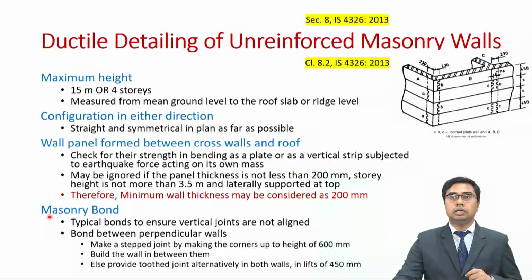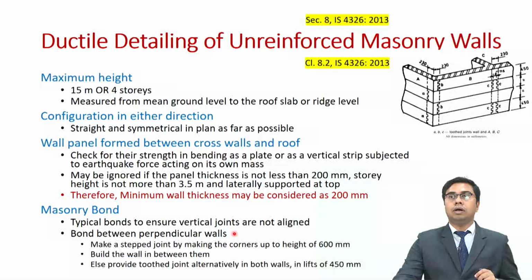Further, we also need masonry to develop good bond between masonry unit and mortar. How do you achieve good bond? You use typical bonds such as English bond, Flemish bond, etc. I am not going into depth about those bonds because that is covered in a separate course which you might be doing on design of masonry structures. But what you should ensure is that the vertical joints in the masonry are not aligned. Vertical joints means head joints. Head joints should not be aligned in the same line.